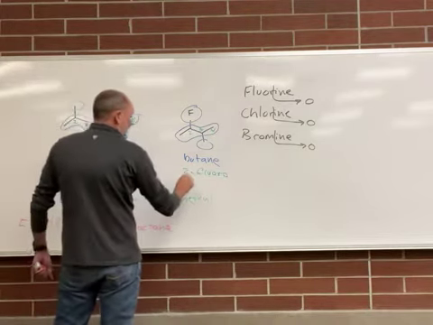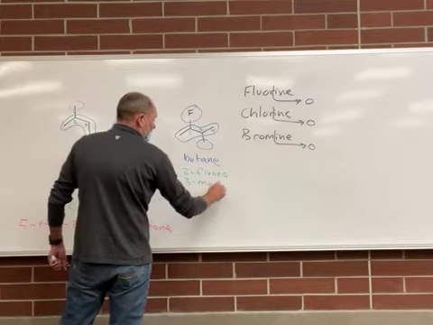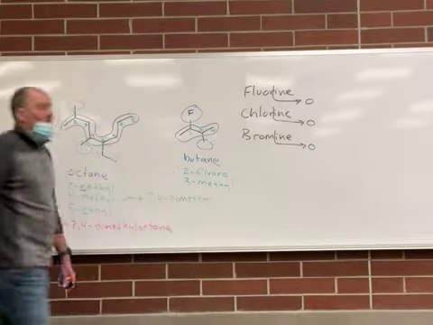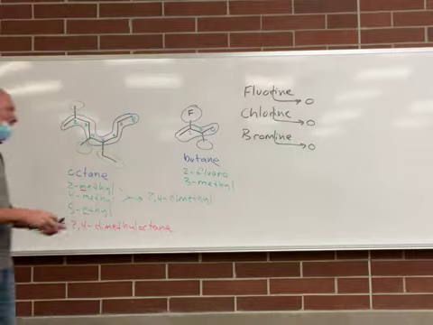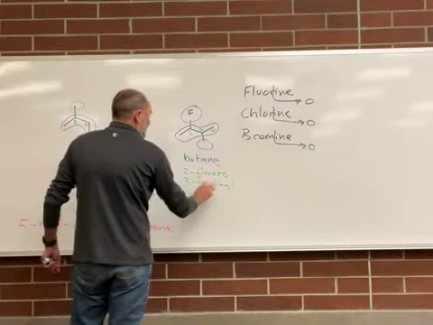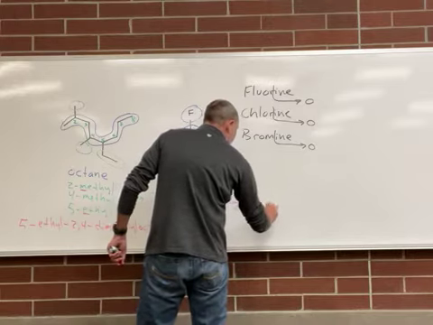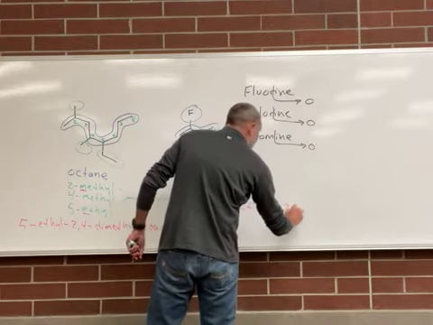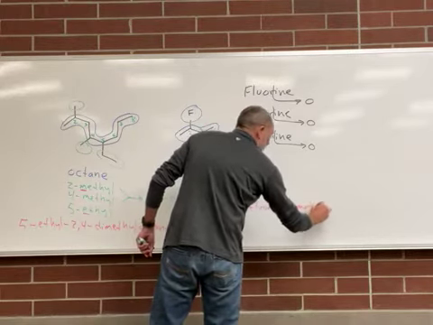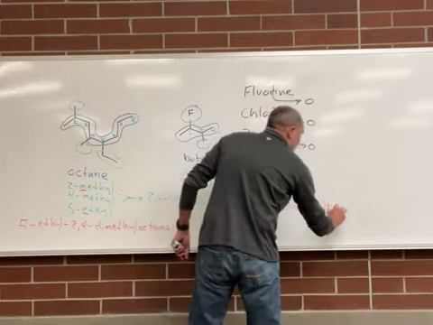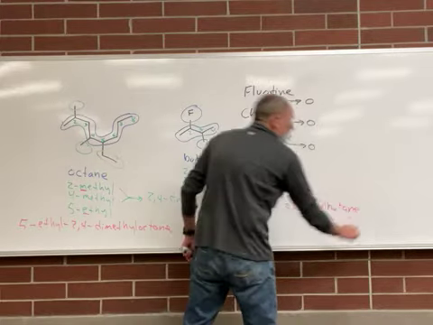I'm going to have a 3-methyl. Since F comes before M, this is going to be 2-fluoro-3-methylbutane. Okay, isn't that cool?